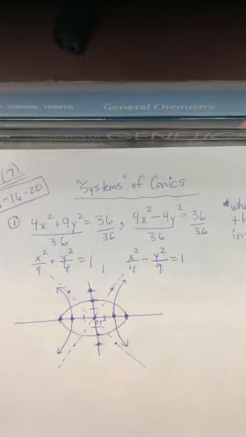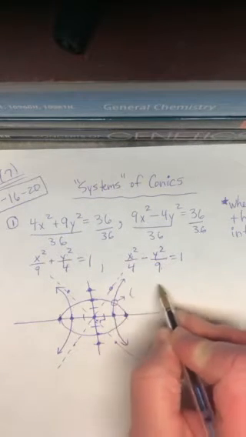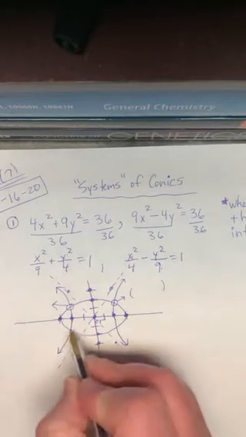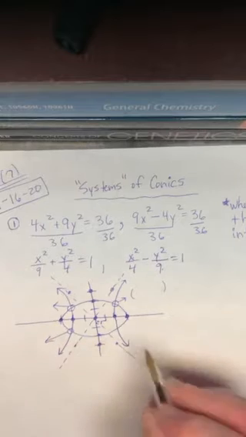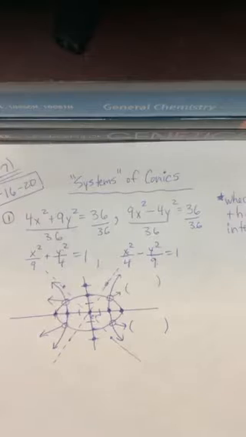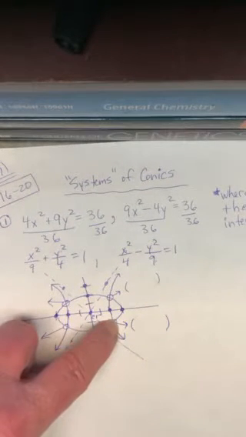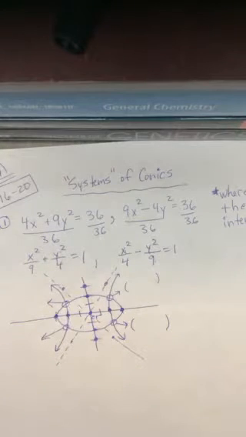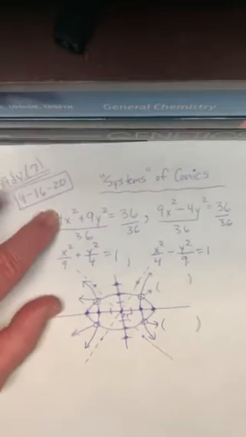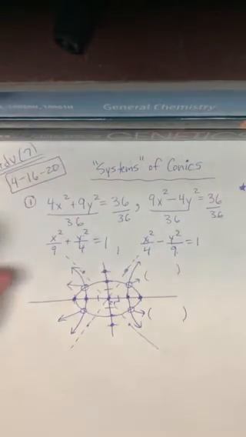Where do they intersect? Well, it's pretty obvious. They intersect one time right here in quadrant 1, one time here in quadrant 2, one time in quadrant 3, oh my gosh, and one time in quadrant 4. Name the 4 points of intersection. How would you do that? Well, if I took a look at the original problem, watch how easy this is, guys. It should bring back memories from last year when you solved systems of equations.